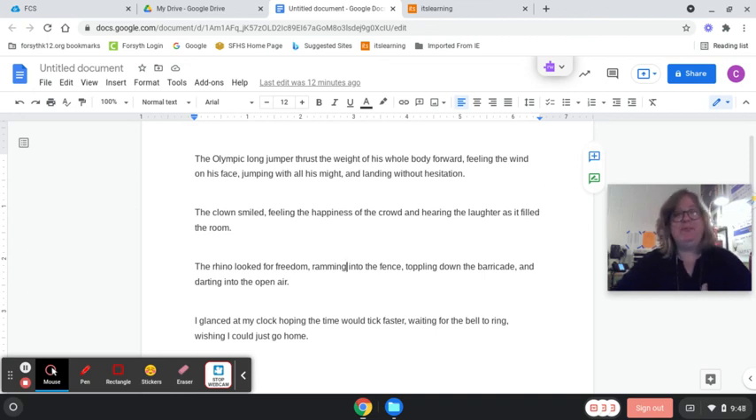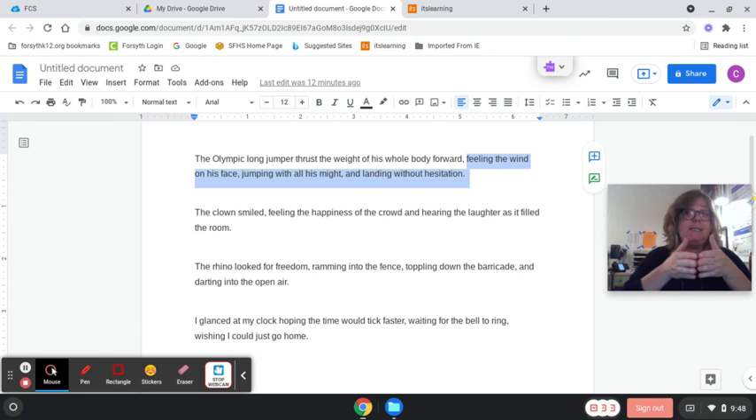The Olympic long jumper thrust the weight of his whole body forward, feeling the wind on his face, jumping with all his might, and landing without hesitation. So notice, what do I have? I have three participial phrases. They're together. I'm not putting different types of words in front of those. And that flow of them being together helps develop an image. Another hint is you can put the most intense participial phrase with the most intense image at the end, so it climaxes to something.